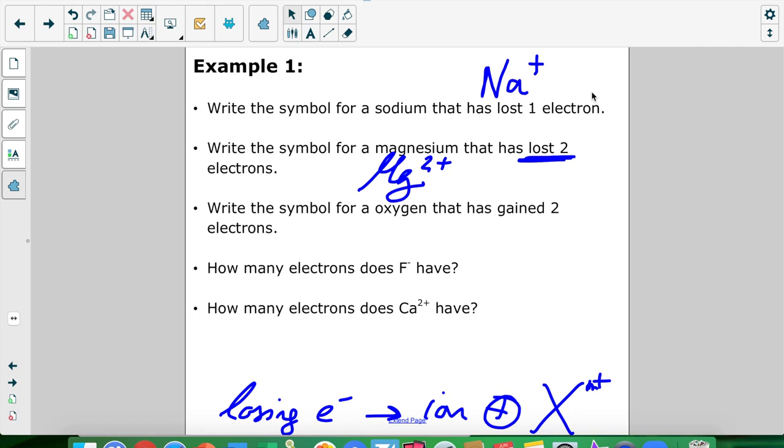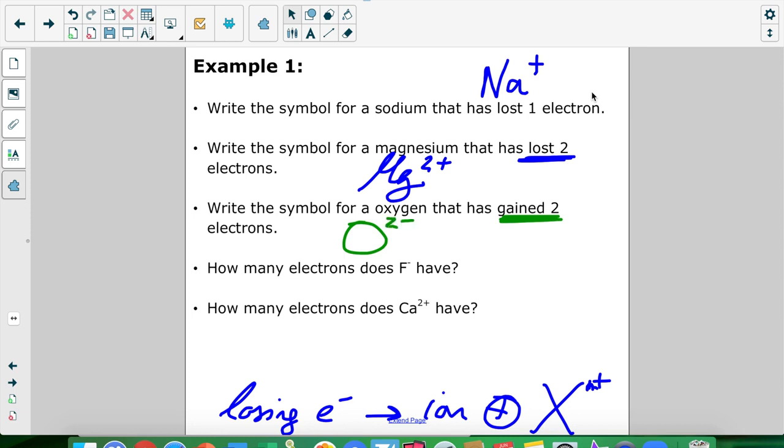Now it says, write the symbol for an oxygen that has gained 2 electrons. We saw that example before. Oxygen has the symbol O. If the oxygen has gained 2 electrons, that means it has gained 2 negative charges. So the charge of the oxygen is going to be 2 minus.